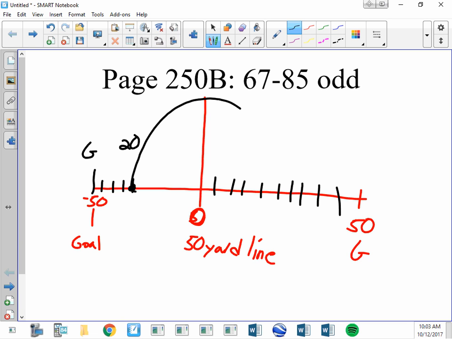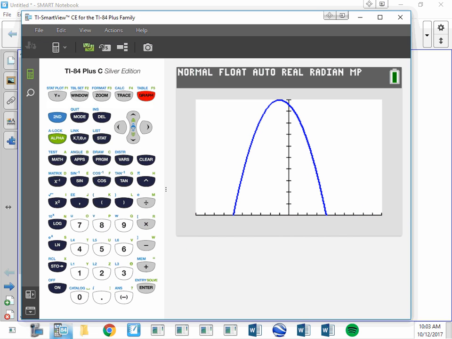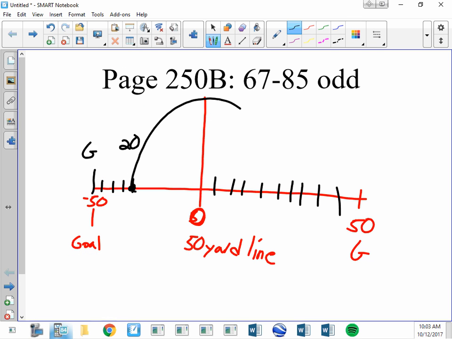And then the punt lands at the 0, 5, 10, 15, 20, 25, 30. Did I count that one right? So 0, 5, 10, 15, 20, 25, 30, right here. The punt lands right there. Okay.